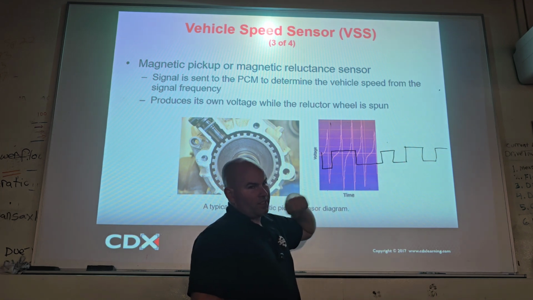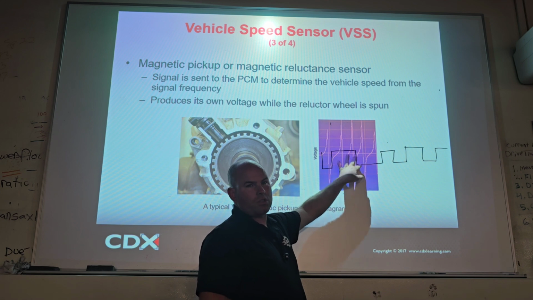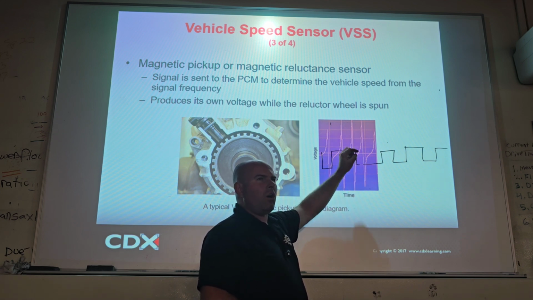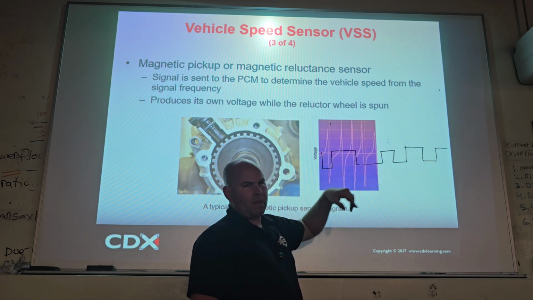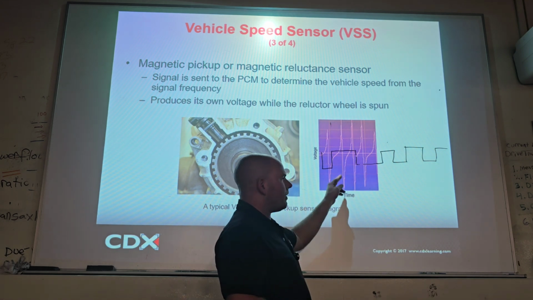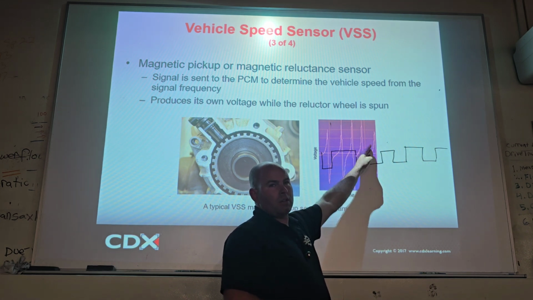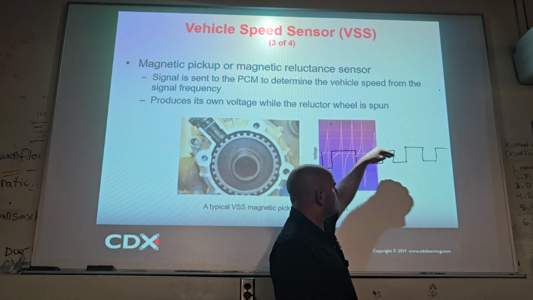But if it's backward, what's it going to see? The double low, then the double high. Cool. So they'll do some different things. They'll also do various different things with like a magnetic strip where it can indicate forward or back. But they want to know forward and back. They want to know speed. They may want to know position as well. But ultimately, this is your vehicle speed right there.